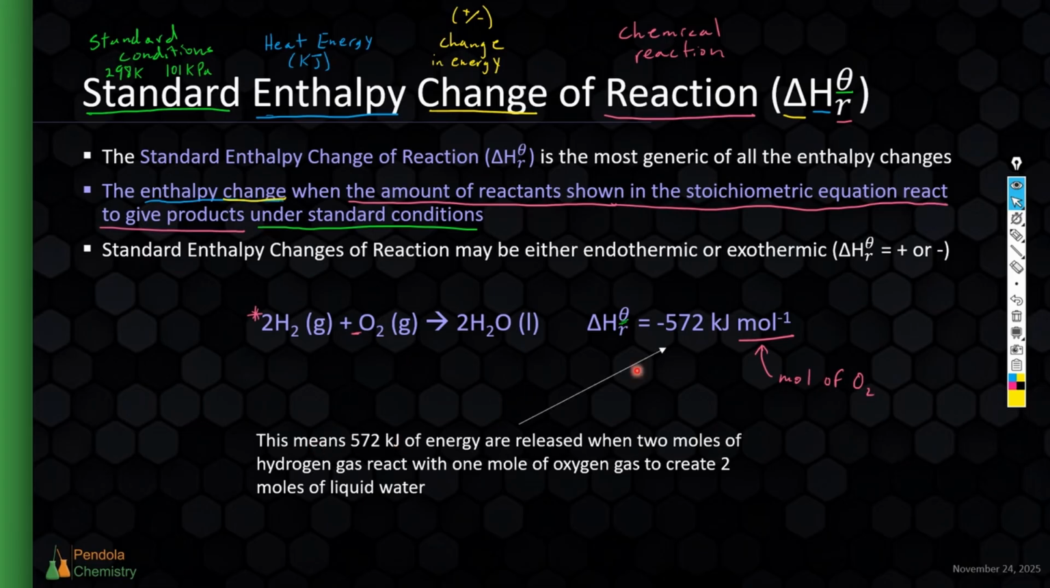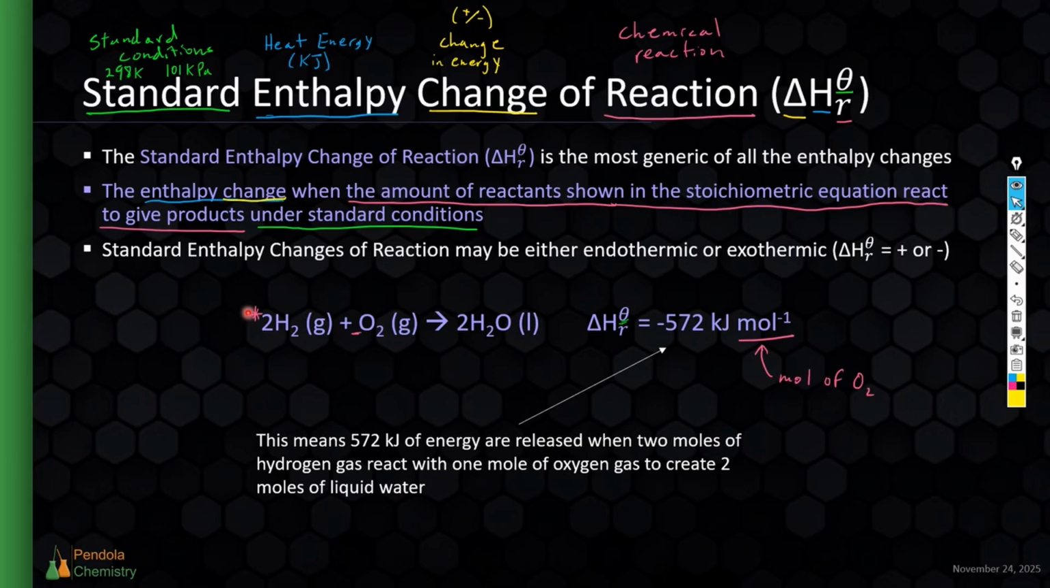This means that 572 kilojoules of energy are released when 2 moles of hydrogen react with 1 mole of oxygen to form 2 moles of water, liquid water. So that just means that this is the reaction, the equation that goes along with these 572 kilojoules. So if we did 4 moles of hydrogen and 2 moles of oxygen to make 4 moles of water, if we double this reaction, we will also double the enthalpy change.